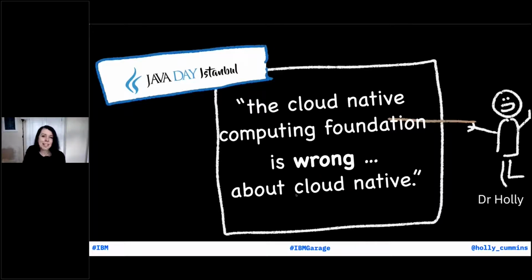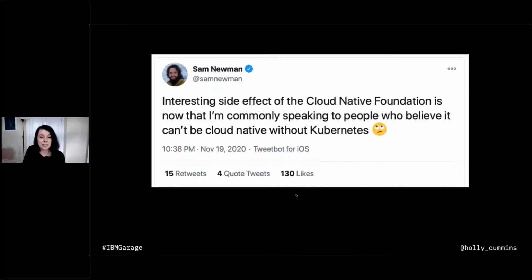And people like Sam Newman have observed this as well. Sam Newman said that an interesting side effect of the Cloud Native Foundation, who are so associated with Kubernetes, is that he often ends up talking to people who believe that you can't be cloud native without Kubernetes. And you totally can be cloud native without Kubernetes. And as well, you can have lots and lots of Kubernetes and not actually be cloud native.